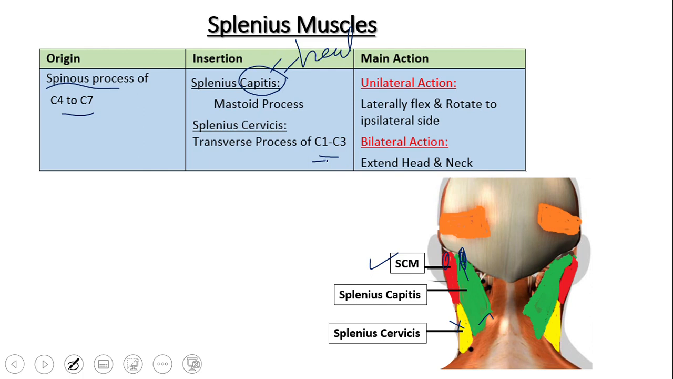The splenius muscles do the same action. So the bilateral action is backward movement of the head, which is extension, and the unilateral action is to rotate the neck to the same side as the muscle.